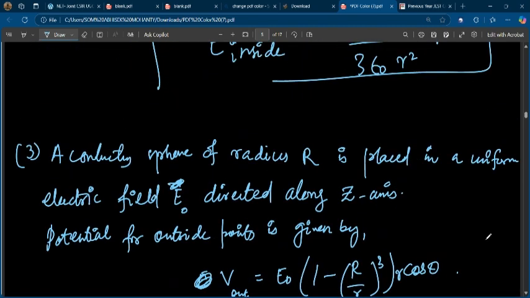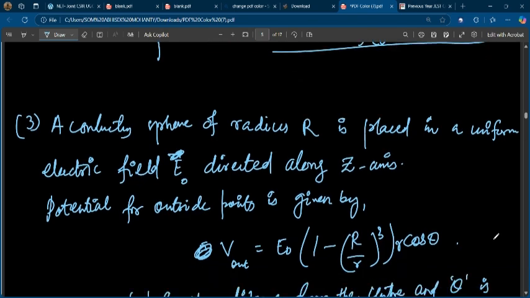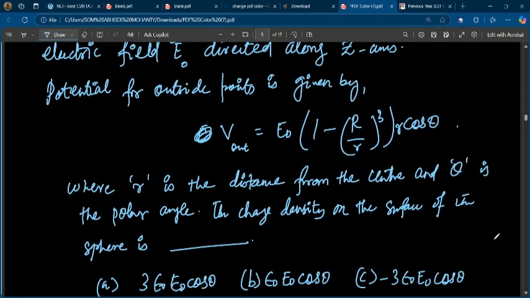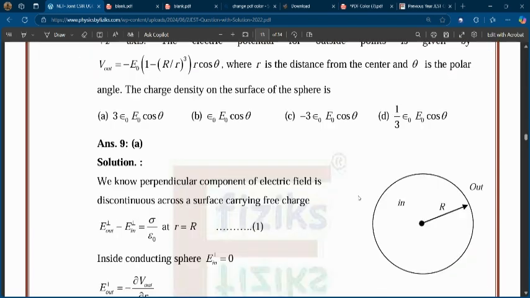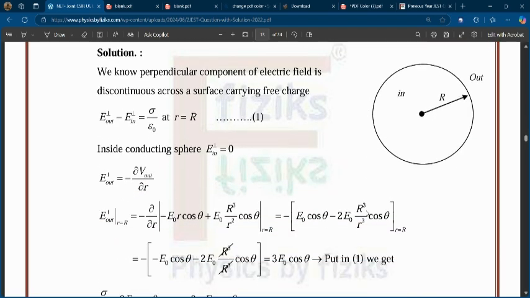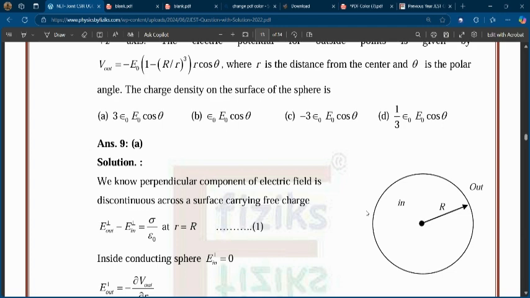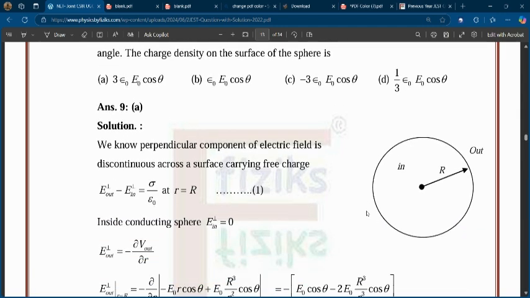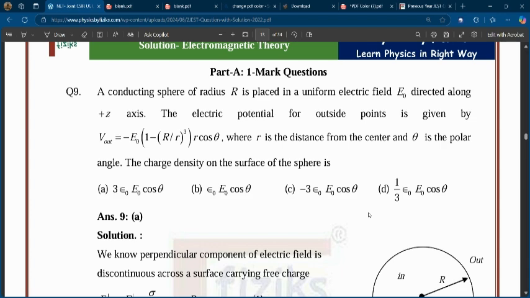Here a conducting sphere of radius r is placed in a uniform electric field E naught along the z axis. Potential is given. So we need the charge density on the sphere. First of all, if potential is given, how to calculate electric field? E is equal to minus gradient of V, or here, minus del V by del r, right?